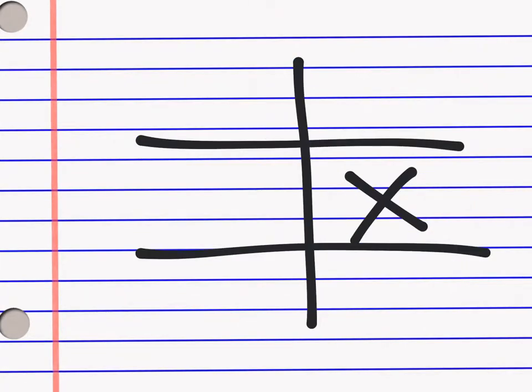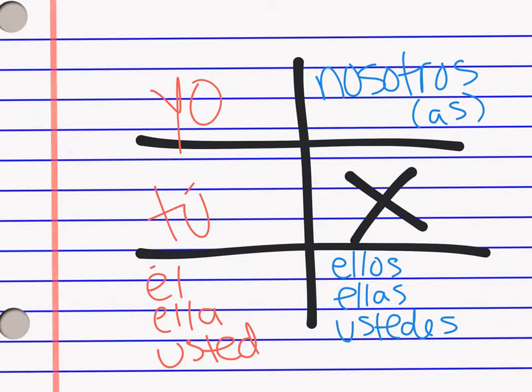So, based on what we just talked about, take a second and try to complete this chart based off what you've learned, okay? Pause the video and try to fill in the different spots with the different subject pronouns in Spanish. When you are finished, unpause the video so that we can go over the answers. So, these are the answers right here. Yo, tú, él, ella, usted, nosotros, nosotras, ellos, ellas, ustedes.